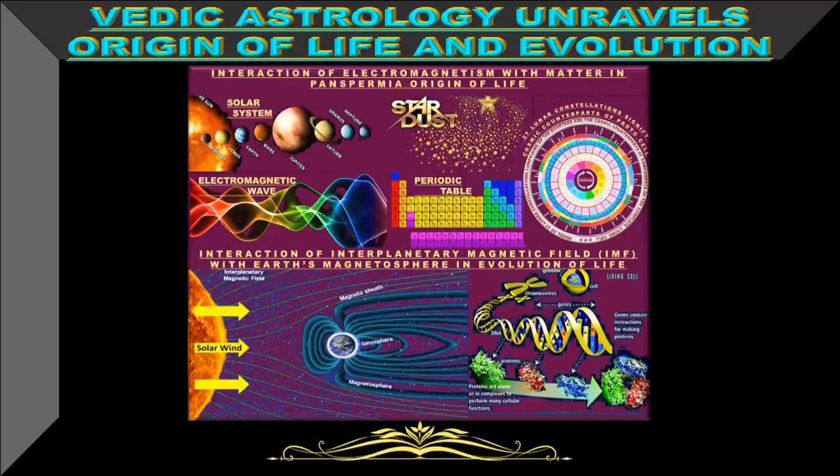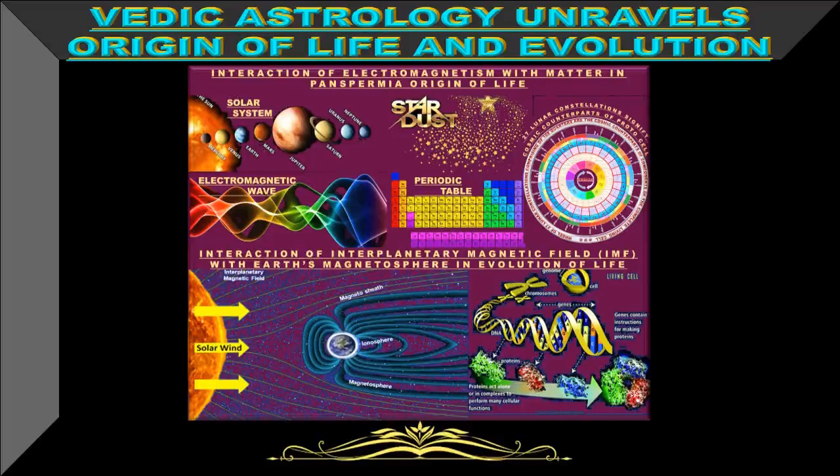Vedic astrology unravels origin of life and evolution. This is an interaction of electromagnetism with matter in panspermia origin of life, where we find the solar system that gives rise to sunlight, which is an electromagnetic wave, and the stars, the 27 lunar constellations selected in Jyotish, are the representatives of the elements of the periodic table, and they incidentally signify the cosmic counterparts of the components of the living cell.